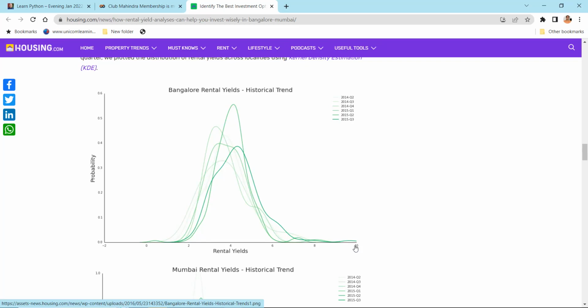And the maximum rental yield you can see is about 10. Minimum is in minus also, right? It has gone to negative also. So this is the rental in Bangalore. Now, capture this picture in your mind.